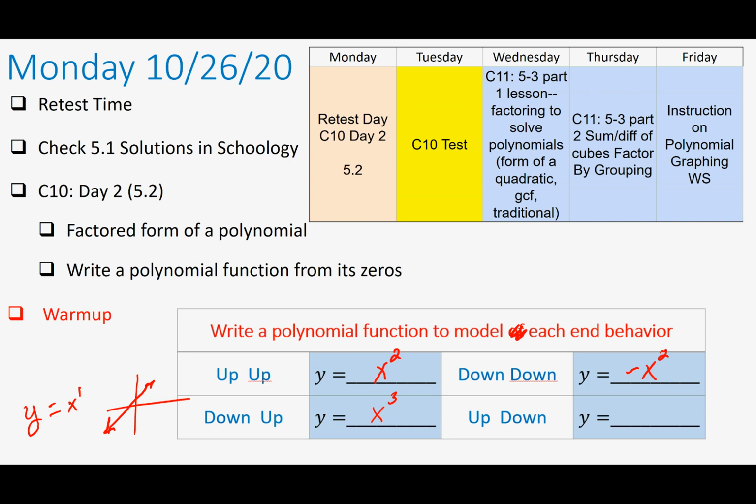And then up, down would be the opposite. And so I could say a negative x cubed, or I could just say a negative x, because y equaling a negative x is going the other direction. And so that would be up on the left, down on the right. So we're going to need to understand this end behavior for today's section, because this is going to be a small part of what we're doing. We need to know end behavior based on the degree of the polynomial. And now today we're going to look closer at the actual zeros of the function and what's happening.